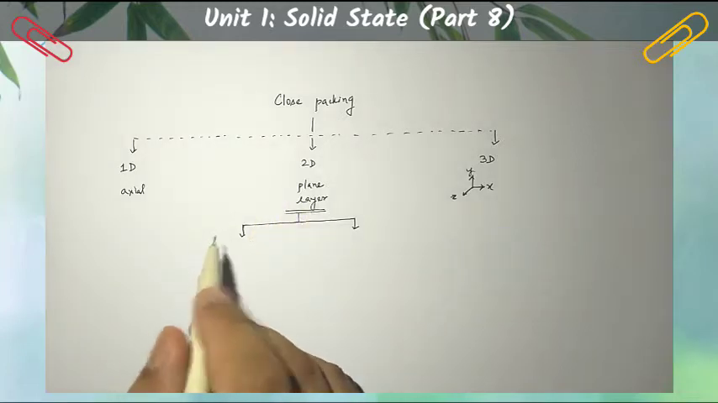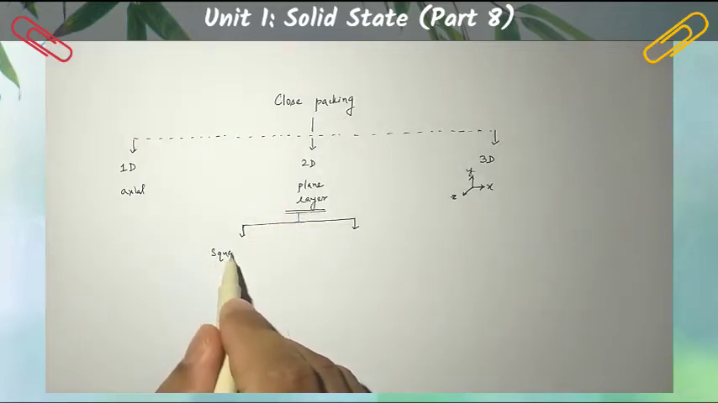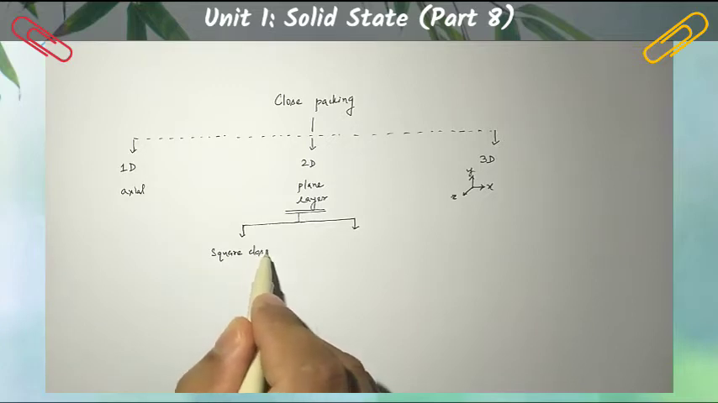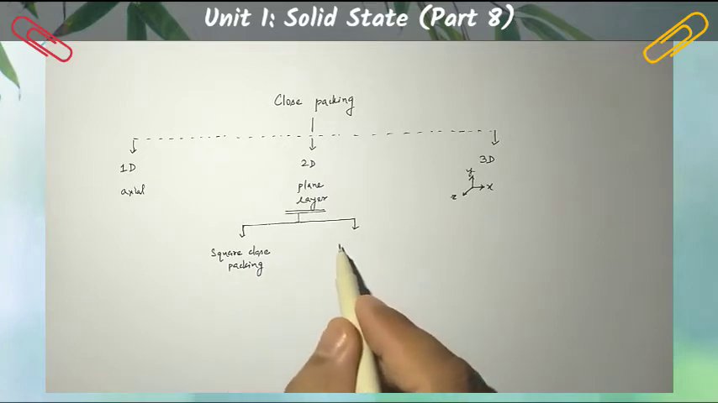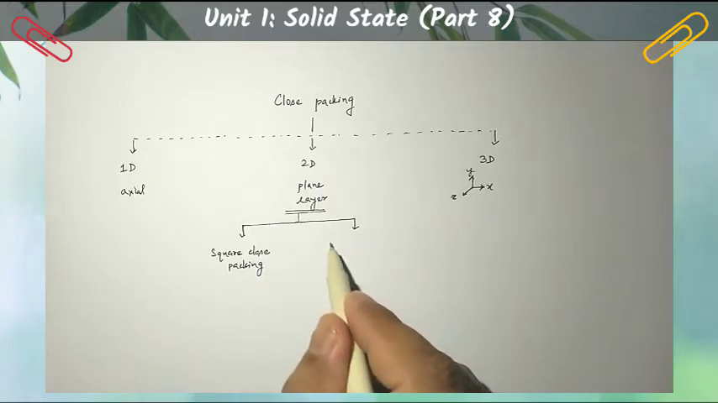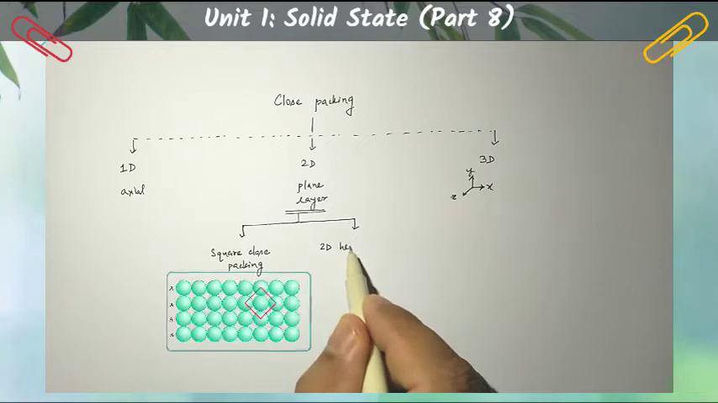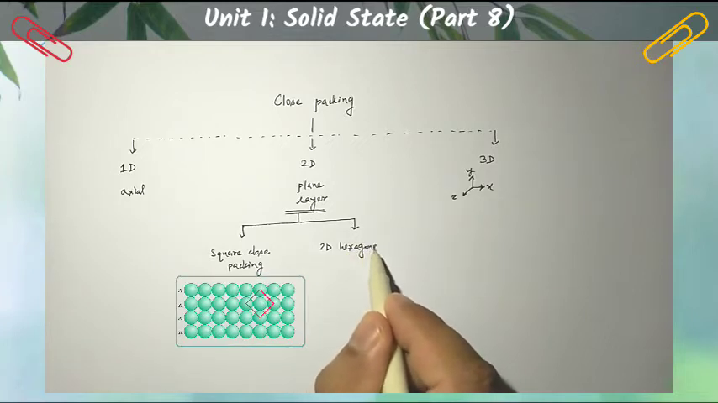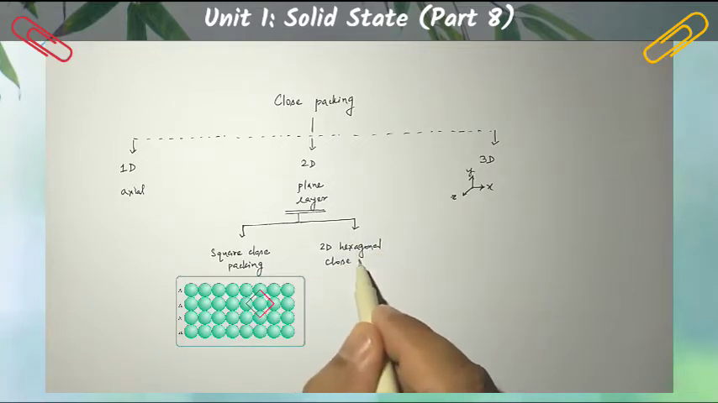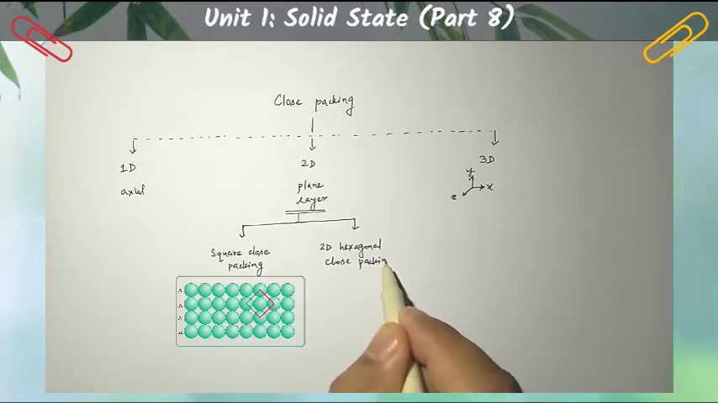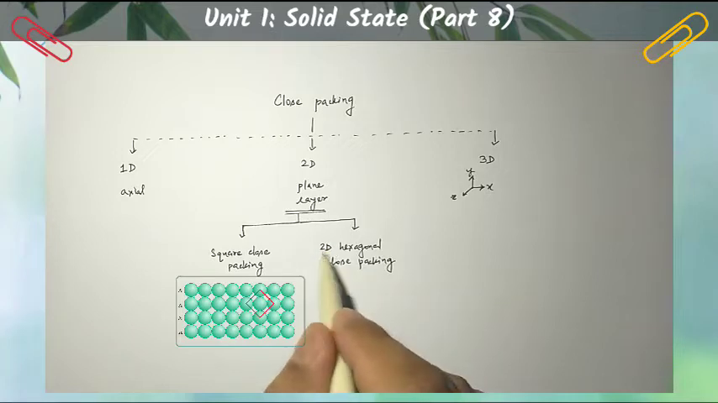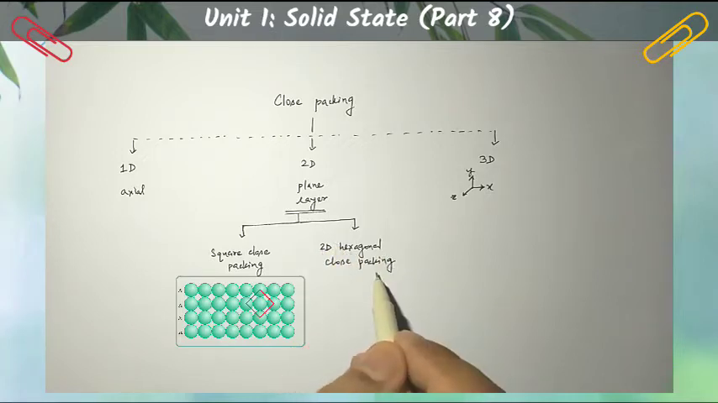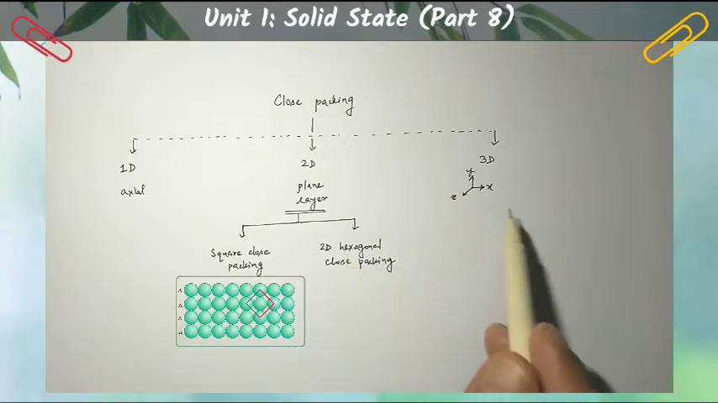The first one is square close packing, and the second one is what? Second one is your two dimensional hexagonal close packing. Never forget to write this 2D, because if you don't write this 2D, only if you write hexagonal close packing, then it will be wrong, because we have also hexagonal close packing in case of 3D also.